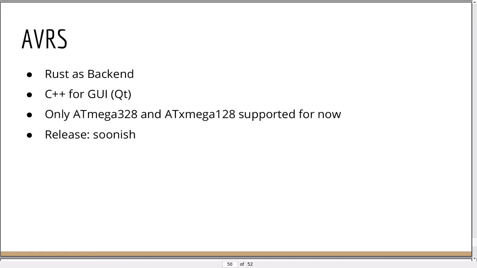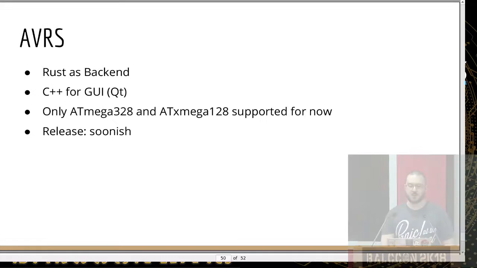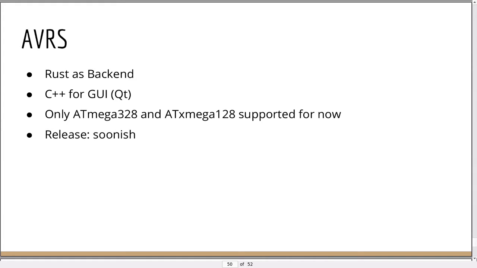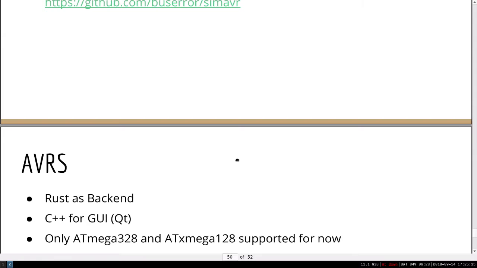How did I go about implementing my emulator? I used Rust as backend and C++ for the Qt GUI. The project is still pretty much ongoing. For now, only the ATmega 328, which is the Arduino core, and the ATxMega 128 are supported. I will release the code as soon as I hand in my bachelor thesis, because the project is bound to my bachelor thesis, and I don't know if it's a good idea to release the code beforehand. Before we go to questions, let's do a live demo.